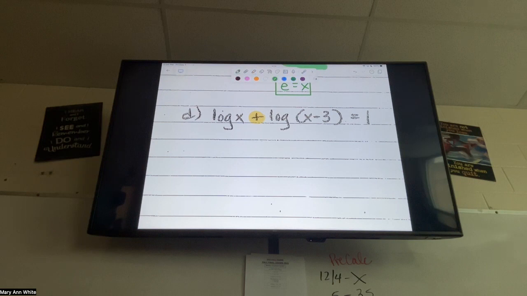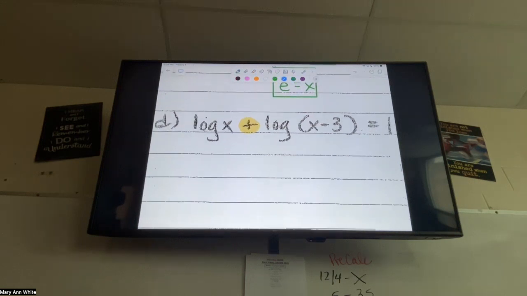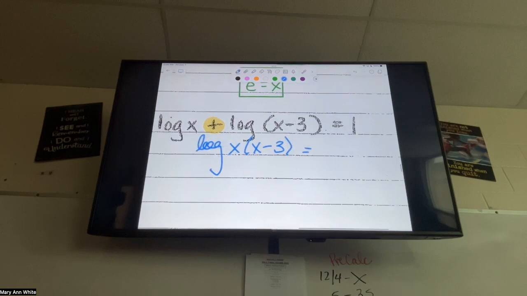Multiplying. Why are we multiplying? Because their bases are the same and because it's addition. So we've got log of x times x minus 3 equals 1. Okay, now that I have it as 1 log by itself, I'm gonna do my log roll. What's my base here? 10. And then I'm gonna roll 10 to the first equals x times x minus 3.